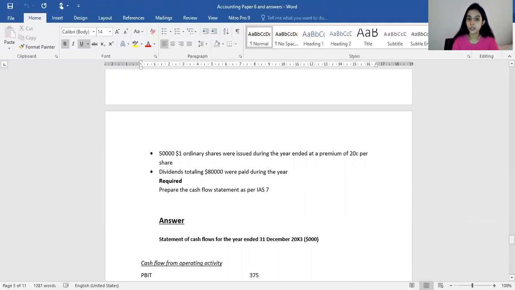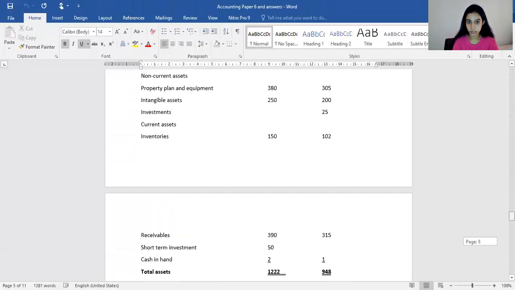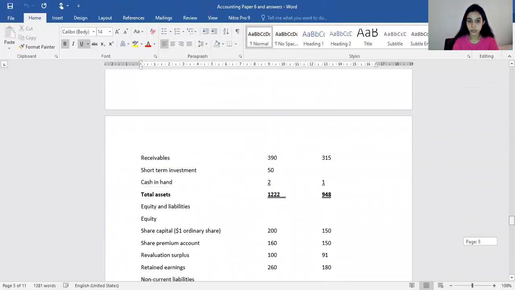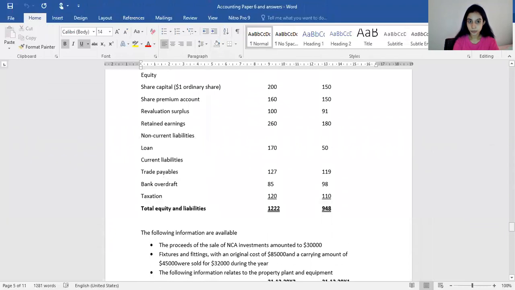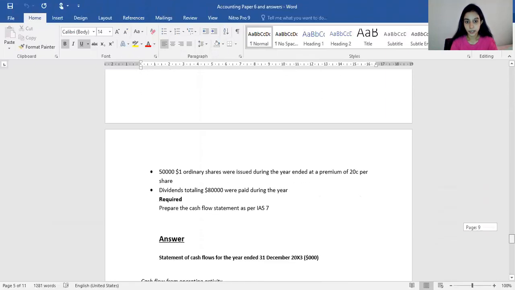So ordinary shares have been issued. So 5,000 into $1 would be 50,000 issued at a share premium. By looking at these figures under the statement of financial position, you can recognize that adjustment. So share capital has been increased from 150 to 250,000 of inflow, 150 to 160 increment in share premium account. So 10,000 of inflow, which are both coming under financing activity. And dividends totaling 80,000 are paid during the year, which is simply an outflow under the financing activity.